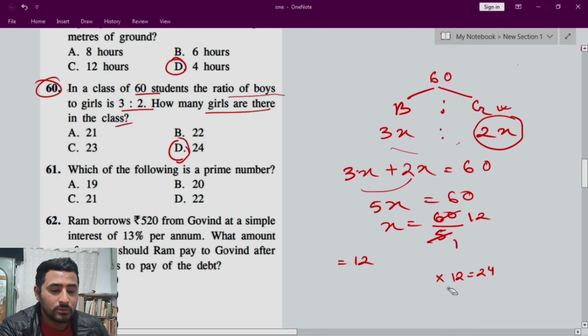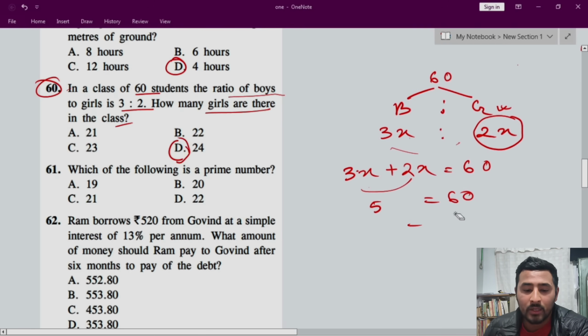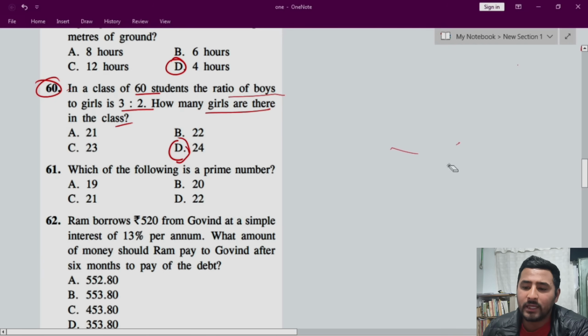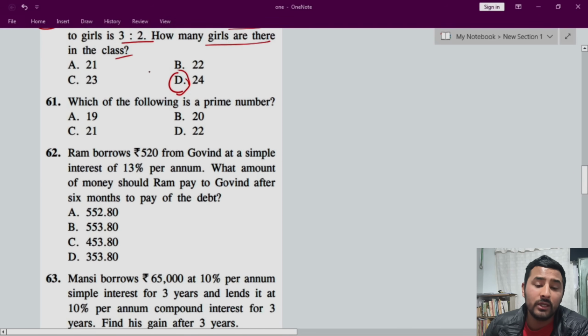Okay. Let's go to the next question. That is question number 61. Which one of the following is a prime number? Like we taught you how to find a prime number, you can check our last videos and see. So here 19 is a prime number. A prime number has only 2 factors, that is 1 and the number itself. And composite numbers have how many factors? More than 2. More than 2 is composite, and only 2 is a prime number.